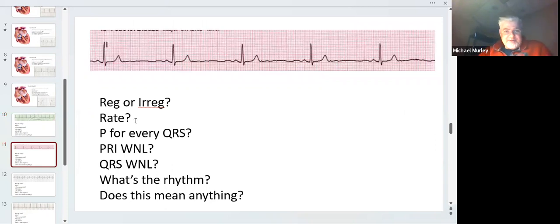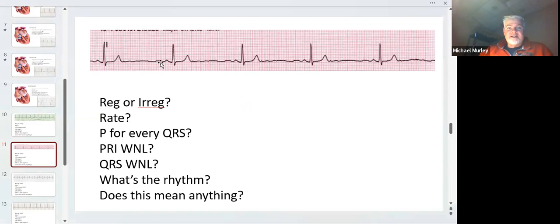Is this one regular or irregular? This is a regular rhythm. What's the rate? Let's see, 5, 10, 15, 20, 25, 30, 35, 40. So 1,500 divided by 40. It's going to be slow. 1,500 divided by 40 is 37.5. So 37, it's pretty slow.